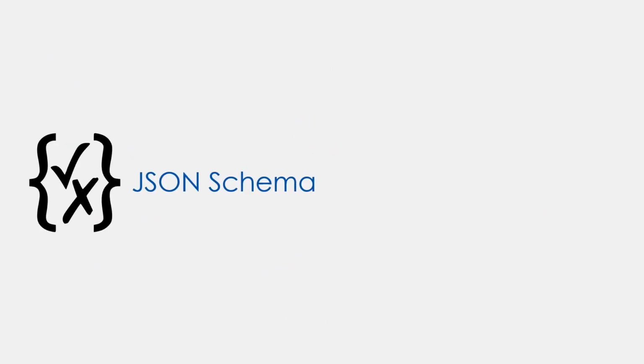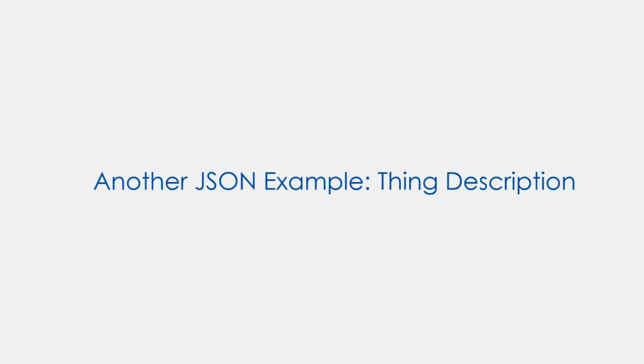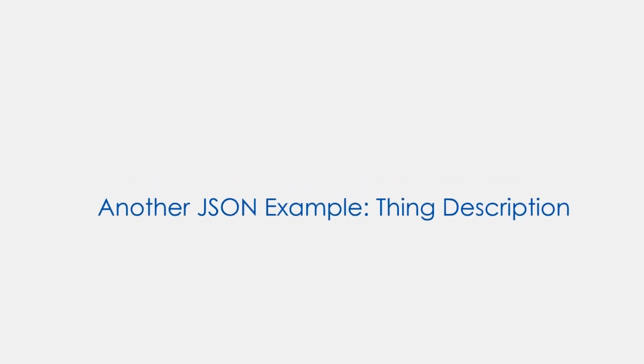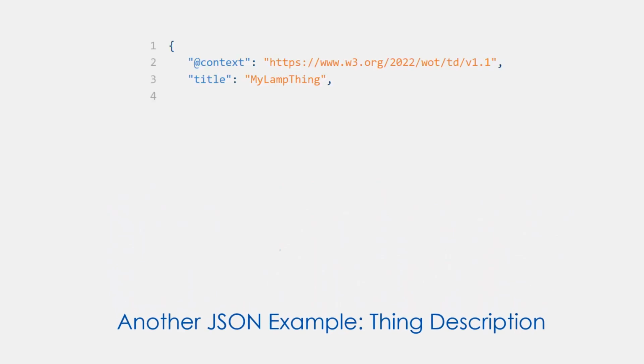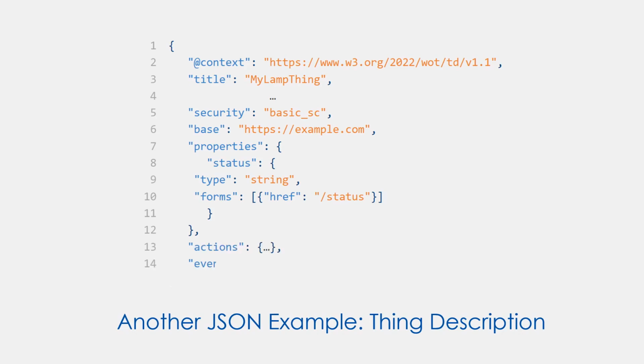It is well established and has a schema language called JSON schema. It can be used to describe and validate JSON data. Here, you can see an example of a TD in JSON format. We will go later into the details of how a TD should be structured and understood.